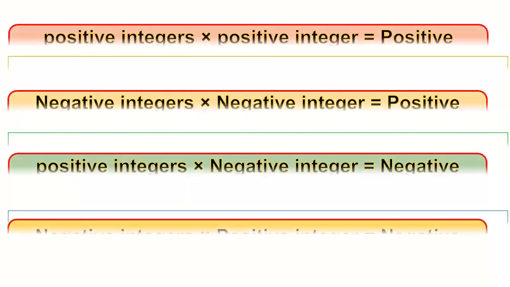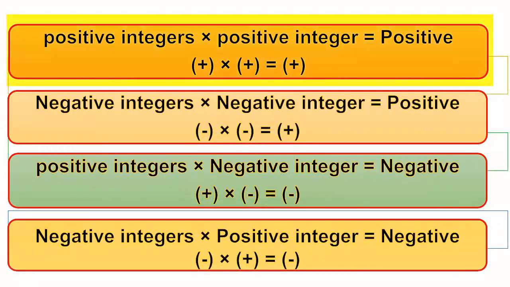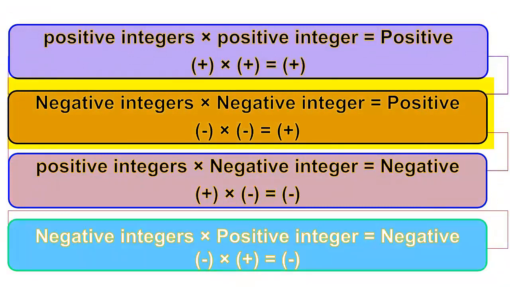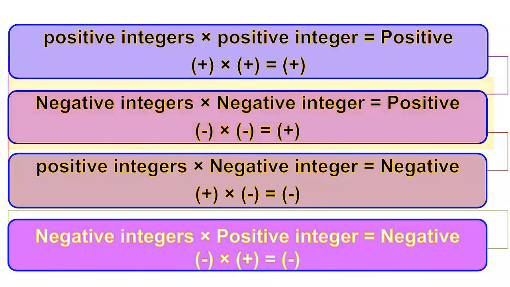Positive integer into positive integer gives positive, that is, plus into plus is equal to plus. Negative integer into negative integer gives positive, that is, minus into minus is equal to plus. Positive integer into negative integer is equal to negative, that is, plus into minus is equal to minus. Negative integer into positive integer gives negative, that is, minus into plus is equal to minus.